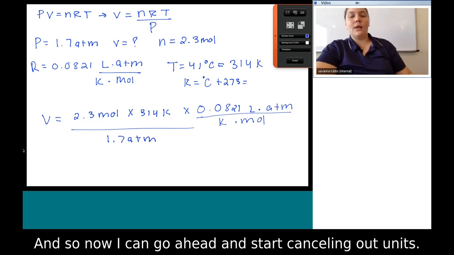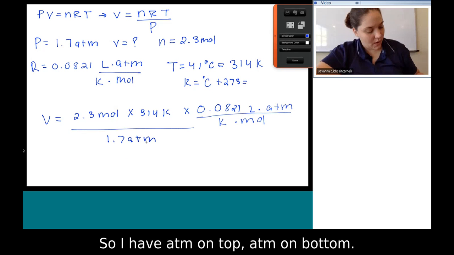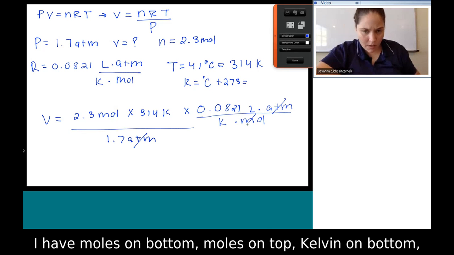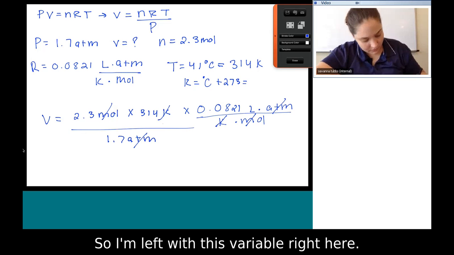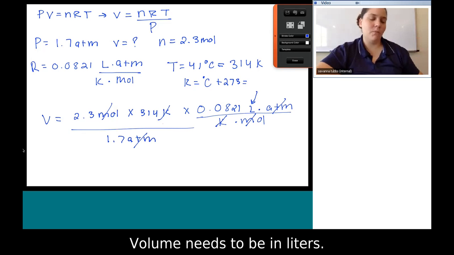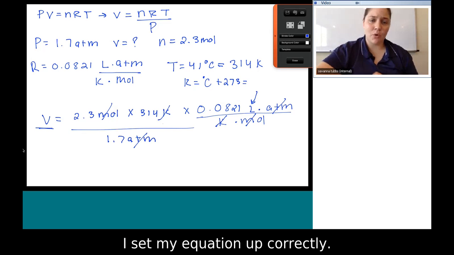Now I can start canceling out units. I have atm on top, atm on bottom, so my atm cancel out. I have moles on bottom, moles on top, Kelvin on bottom, Kelvin on top, and I'm left with liters. And that makes sense. I'm looking for volume. Volume needs to be in liters. So I know that my units are correct and I set my equation up correctly.